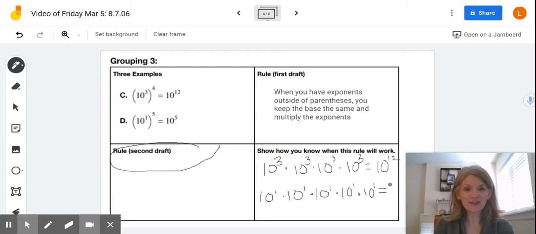I don't know if you're seeing, but this is connected to that idea that multiplication is the same as repeated addition. So we've seen that in math over and over again. All right, you can pause it here if you need to, but I'm going to go ahead and go on to grouping number 4.